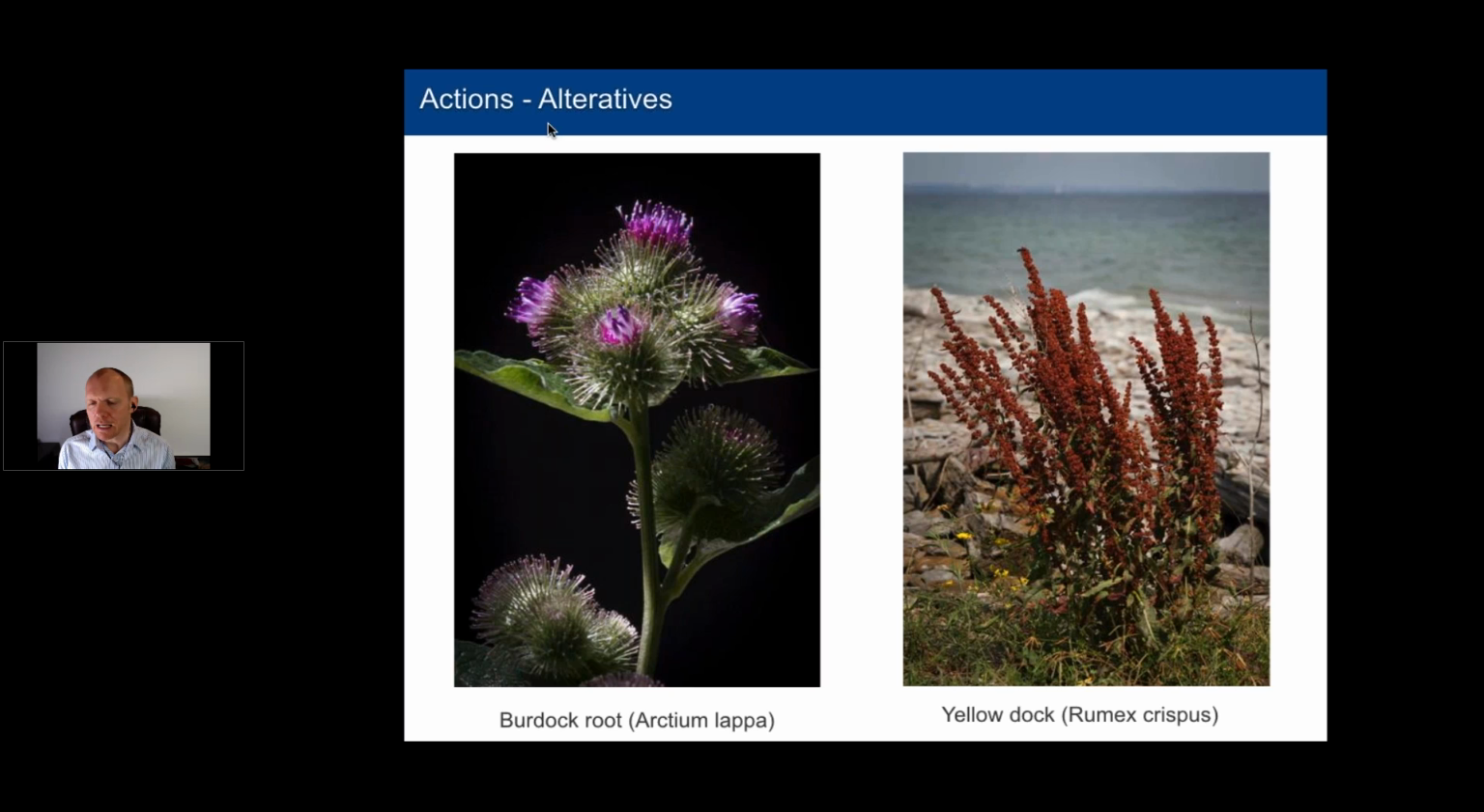Yellow dock contains compounds called anthraquinone glycosides. It's very similar to stimulating laxatives like senna. So if you think of senna, we'll talk about these later on. So it has a very mild laxative-like effect. It's more gentle than other ones, but it does have that property associated with it. And there's a number of antimicrobial effects associated as well.